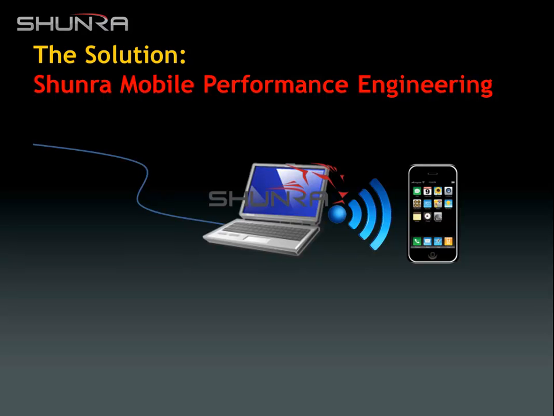Thereafter, the Shunra software can recreate any mobile network conditions, virtually transporting the test device anywhere in the world, emulating any network type at any quality, even allowing switching between conditions in live time profiles.